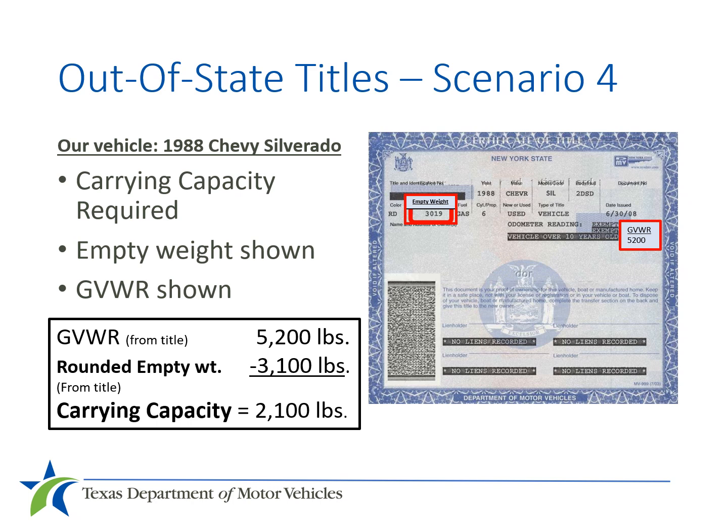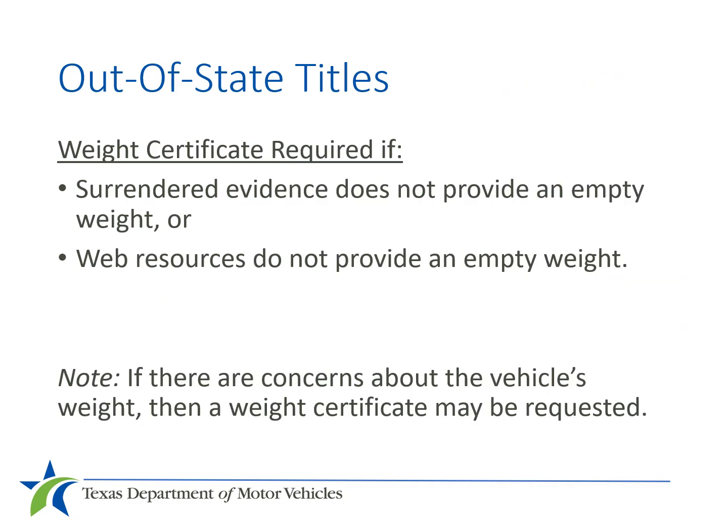This is the maximum carrying capacity for the vehicle, but if the customer states that they intend to carry a load other than this amount, that is okay, as long as the maximum carrying capacity we just established is not exceeded. In the case where an empty weight cannot be determined based on the surrendered out-of-state evidence and the web resources www.kbb.com or www.jdpower.com/cars do not provide an empty weight for the exact make and model of the vehicle being processed, a certified weight certificate will be required. Additionally, if there are concerns by the processing entity about the weight of any vehicle, a weight certificate may be requested.